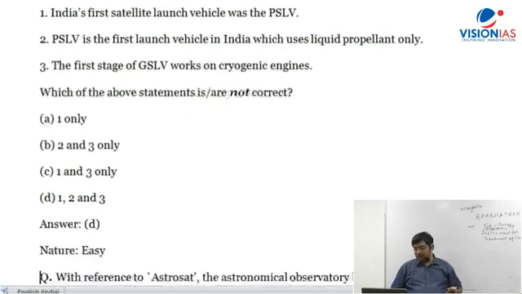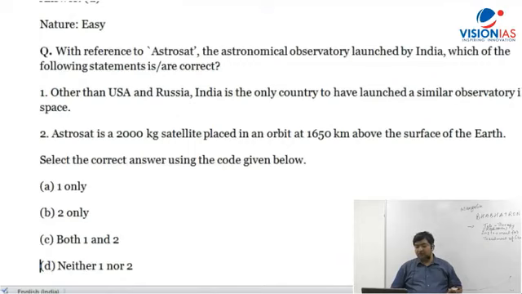There's another type of question there. Now this question came in 2016, AstroSat. And yesterday I mentioned it is a multiple wavelength based satellite. It carries a telescope, just like an astronomical telescope has. Now what do you find here? Other than USA and Russia, India is the only country to have launched a similar observatory into space.